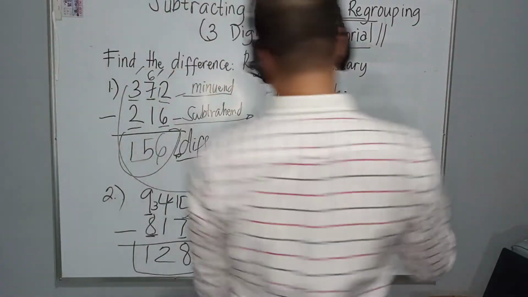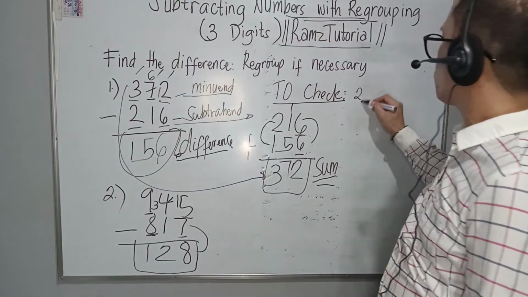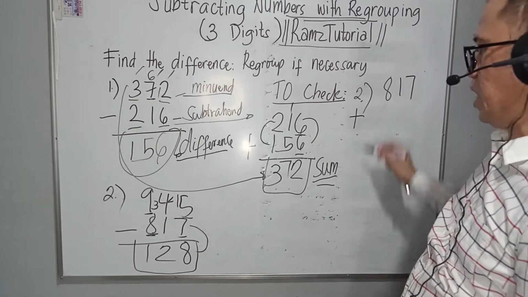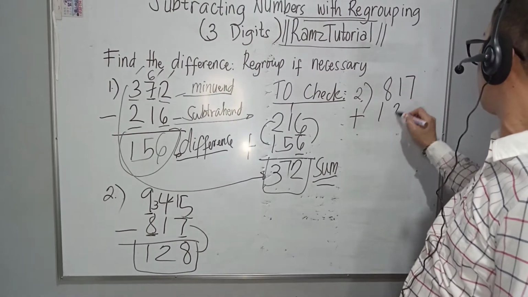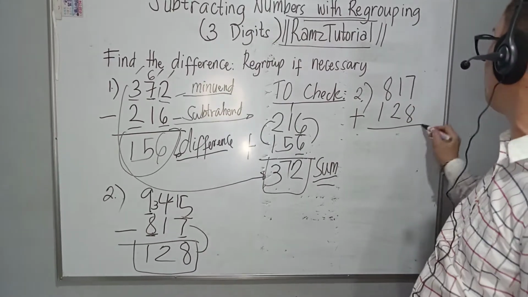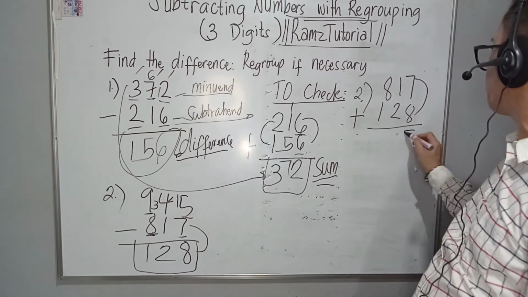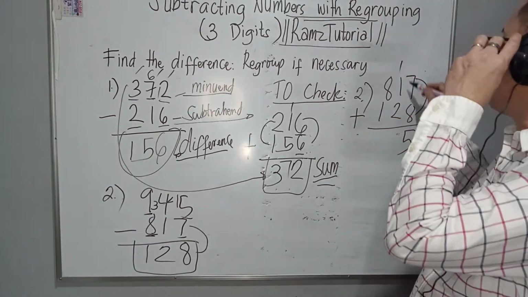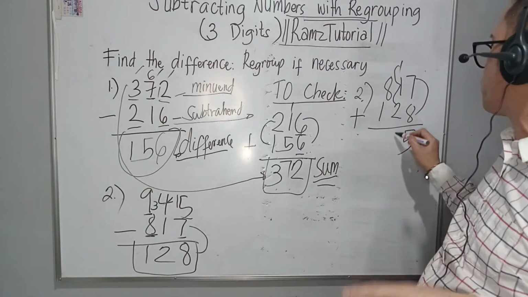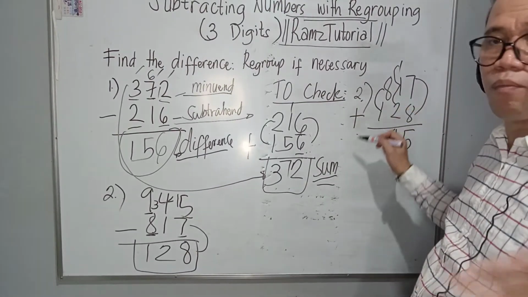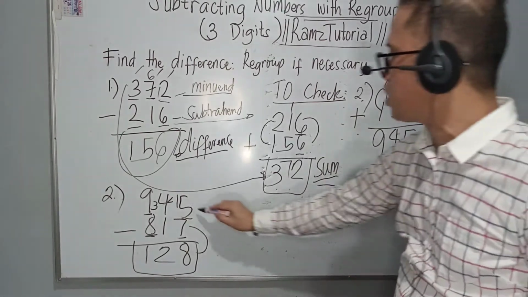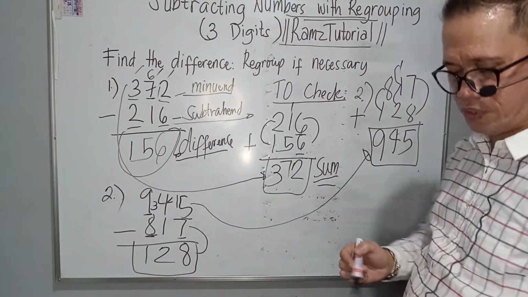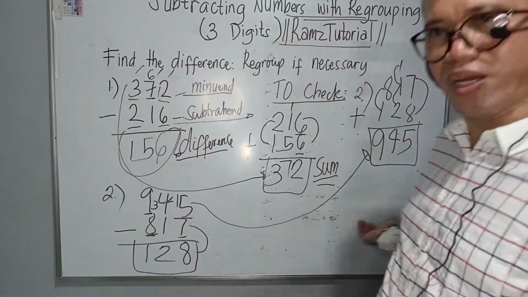So we're going to check it here, guys, for number 2. We have 817 plus 128. Please follow here. 7 plus 8, the answer is 15. So we bring down 5 and regroup 1 to the next number being added. So 1 plus 1 plus 2, the answer is 4. Next is 8 plus 1 is 9, which is the minuend, and of course the sum is automatically correct.